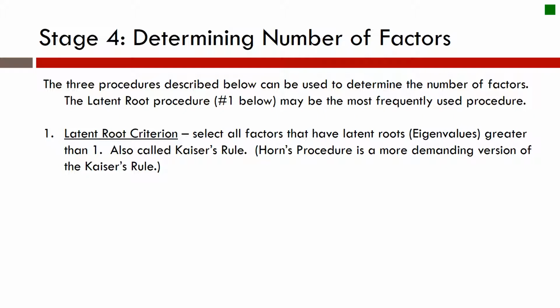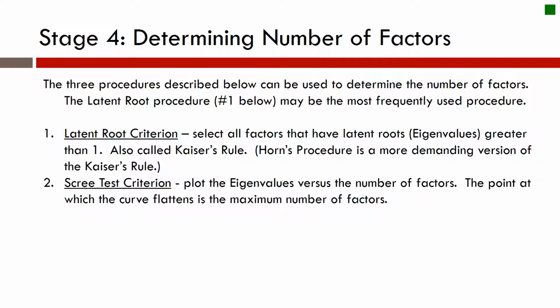There's going to be a table reported in your output that lists your eigenvalues for each possible factor, and again, one for every variable you have. Only the factors that have an eigenvalue greater than 1 are selected if you use the latent root criterion, or the eigenvalue greater than 1 rule, or the Kaiser rule. This is probably the most commonly referred to rule to help you determine how many factors to use. So eigenvalue greater than 1 is what you want to think about. Number 2 is something called the Scree test criterion.